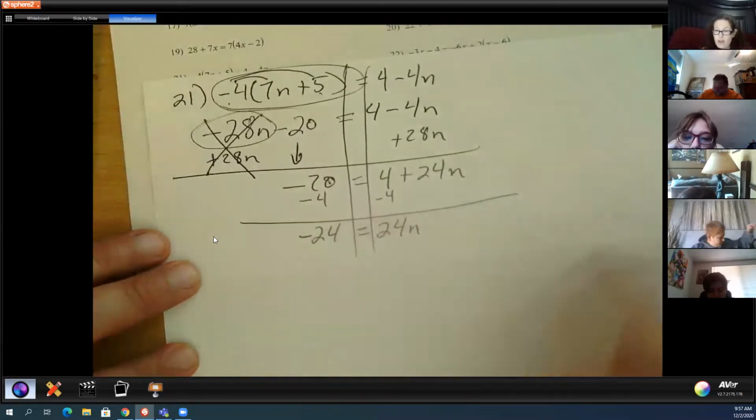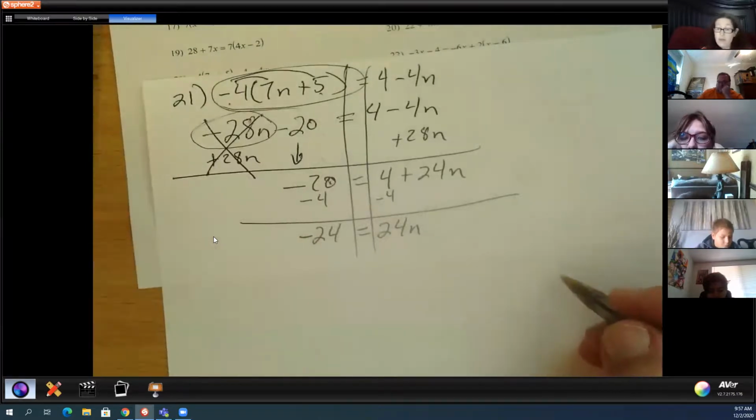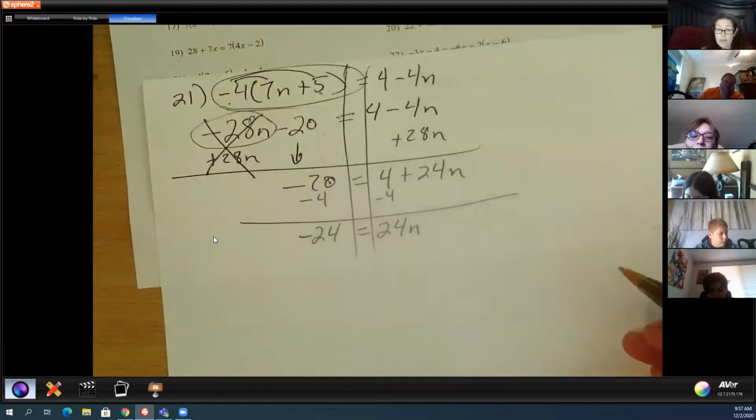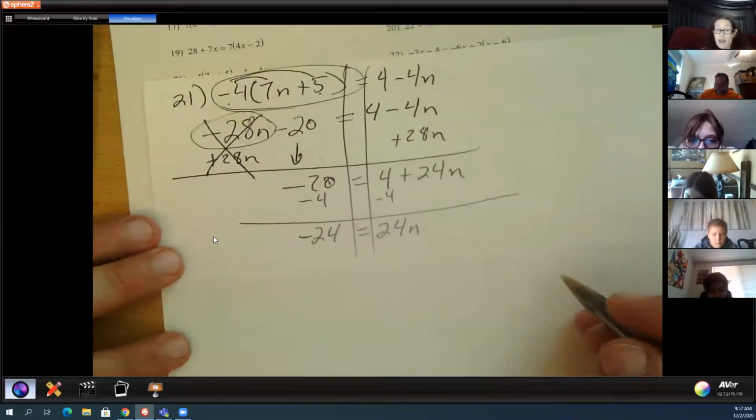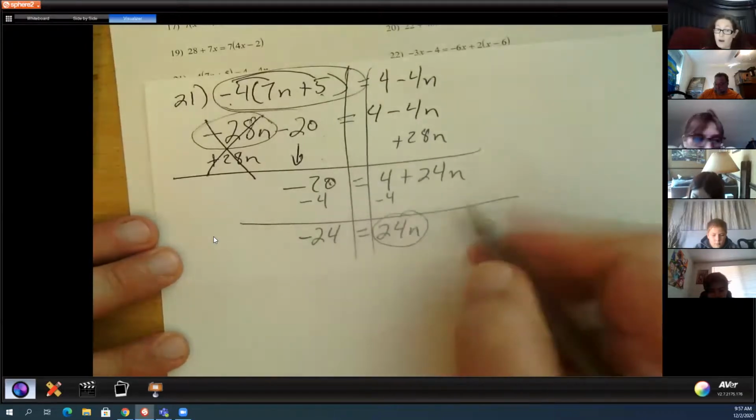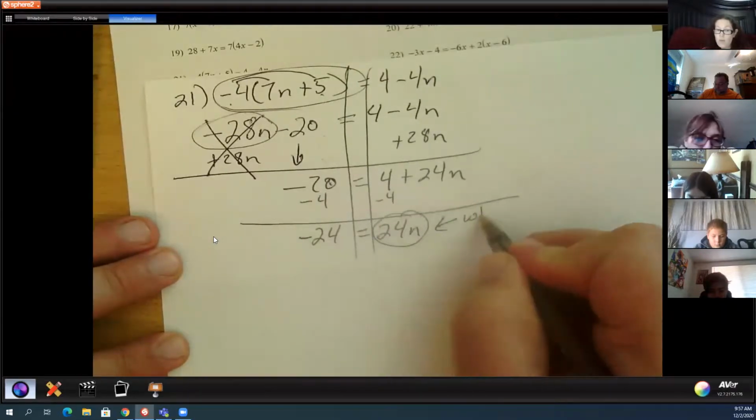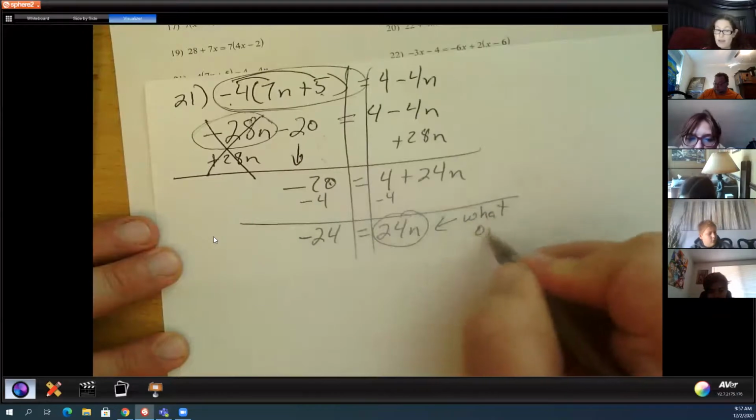Do you see all we're doing? It's like combine like terms, bring everything else down. Combine like terms, bring everything else down. Combine like terms. We do that back and forth quite a while, right? Okay. So now we have 24 groups of n, and that equals negative 24, or negative 24 equals 24 groups of n, either way.